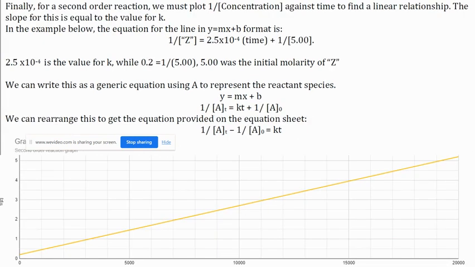All right. Now, if we rearrange this slope equation a third time, and we graph 1 over concentration. If we do 1 over concentration versus time, and it's a second order reaction, it's going to give us a straight line.